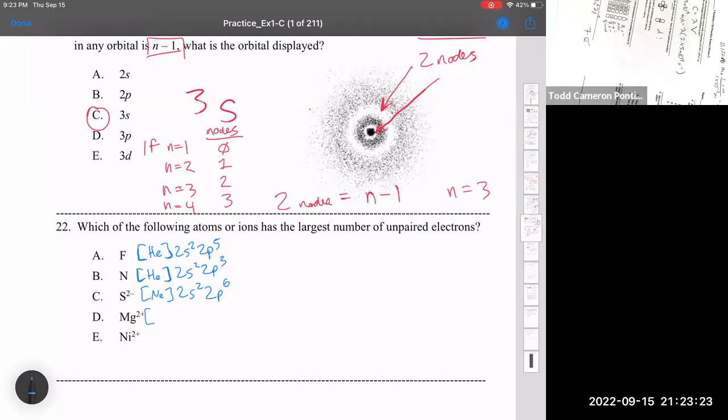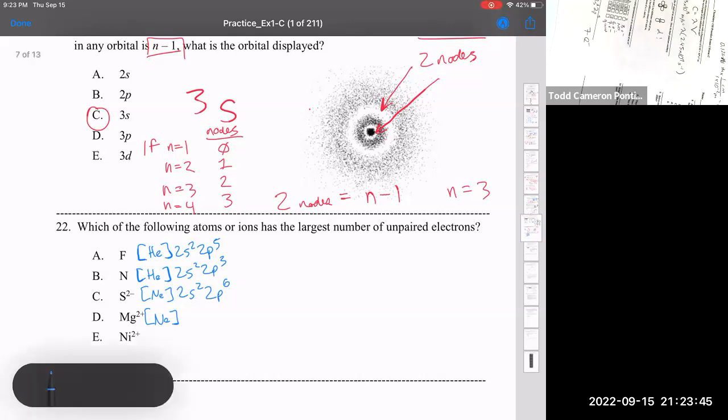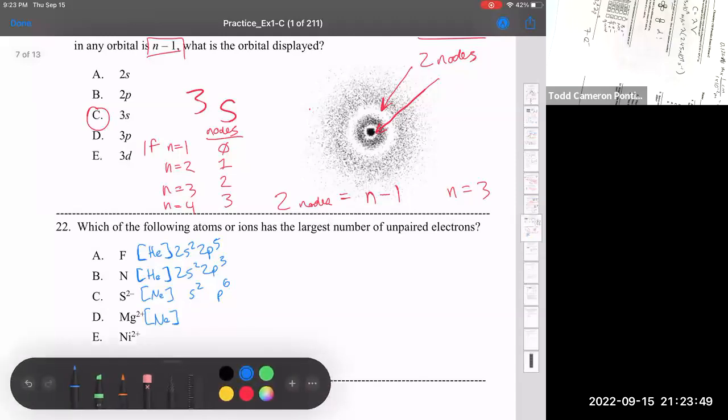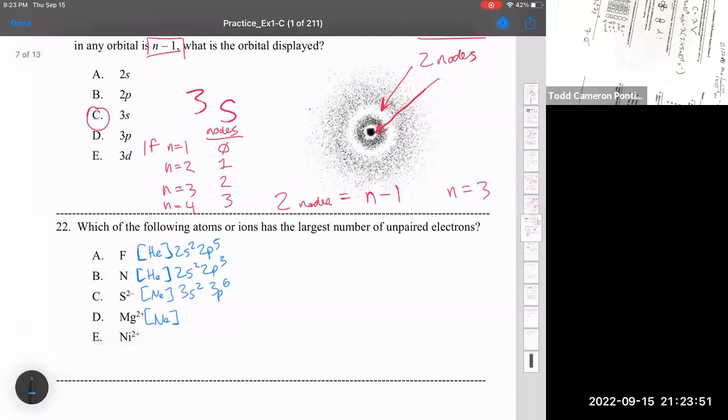Magnesium is right here. It has a neon core, and that's 3s2. But magnesium 2 plus is going to lose both of its electrons. So it's going to be 3s0. Oh, sorry. With sulfur, I put the wrong principal quantum number. It's 3s2, 3p6.